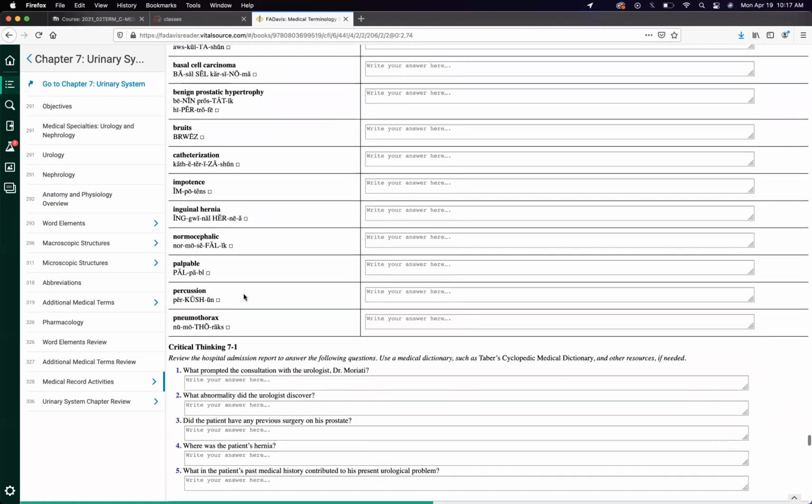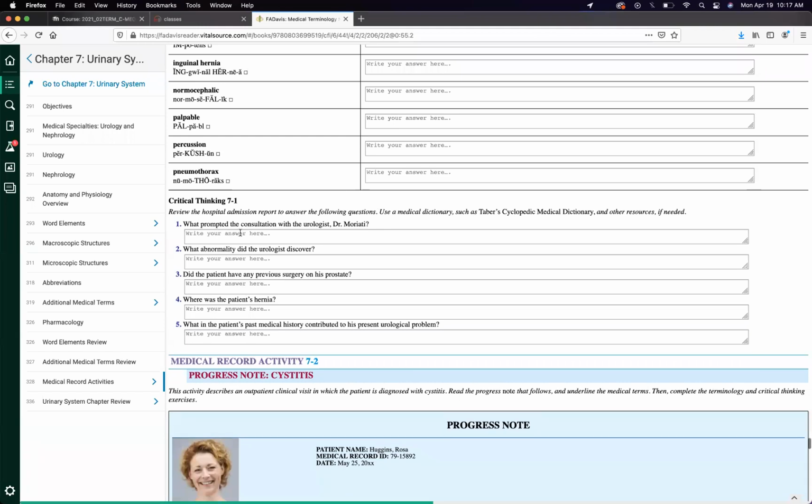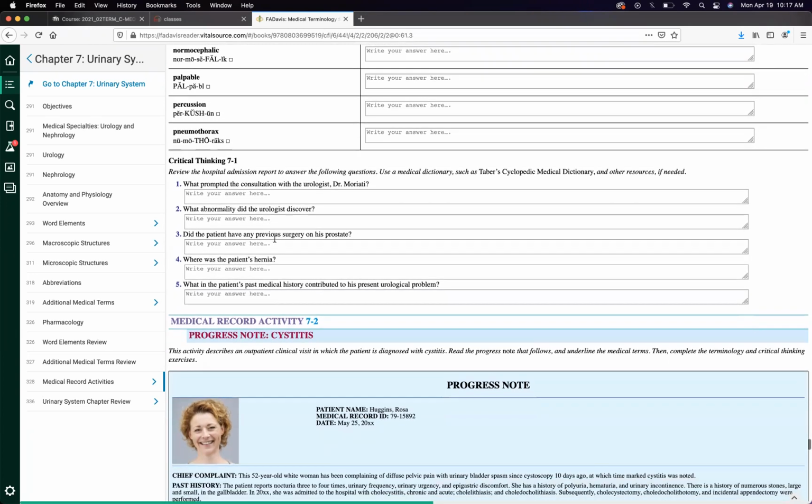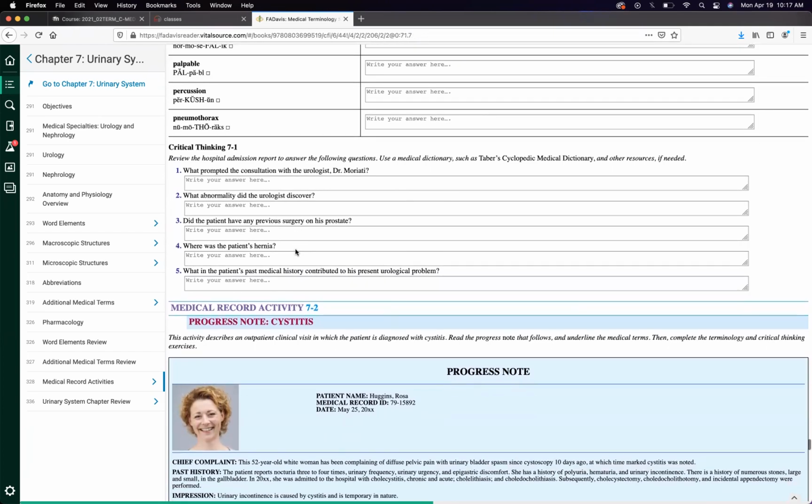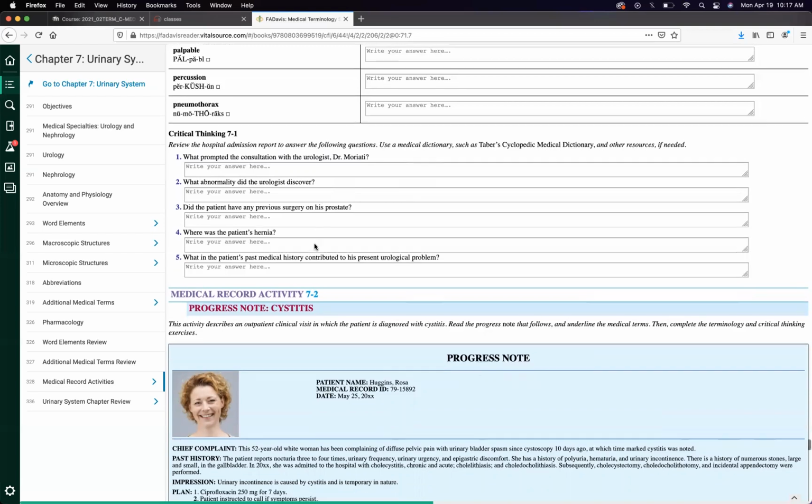Now, if you look at this, the textbook even gives you all the must-know medical terminology. It also gives you, hey, what prompted the consultation with the urologist? It even tells you Dr. Moriarty is a urologist. So you can actually take these questions. Oh, what abnormality did the urology discover? These are classic questions that get asked and answered in the ward. That's why hopefully we're gonna revamp this course, but that's why I teach this course this way from week 5 on, because this is the real thing that you should be studying, right?